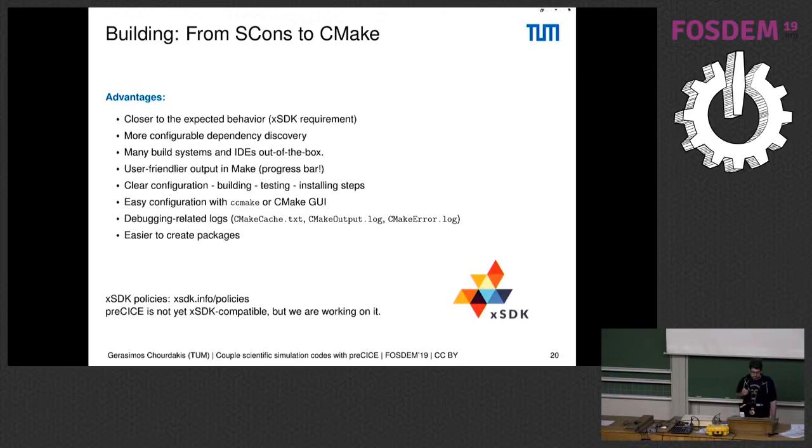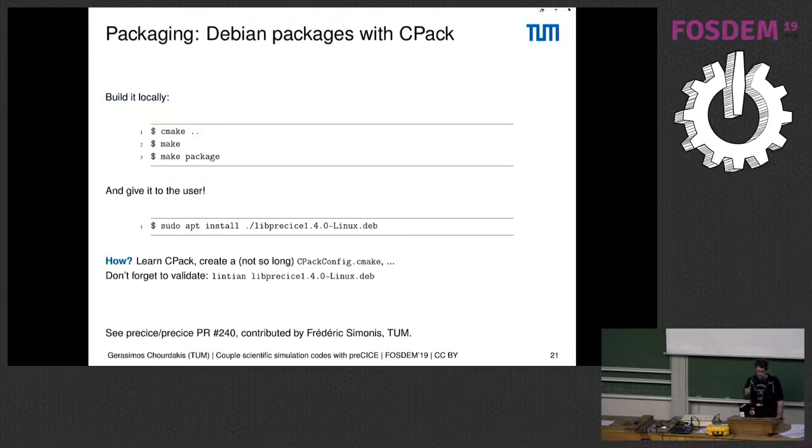and also it makes it easier to create packages. And one of the options we have to create packages is with CPack. This is a module of CMake. And after you configure it, it's very simple. So after you run cmake and make, you then do a make package. And this will give you a Debian package, which you can then give to the user, and they can just do an apt install of your package. And you could also publish it to the Debian repositories if you first also validate it. So that's quite important.